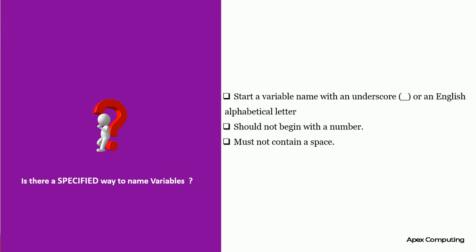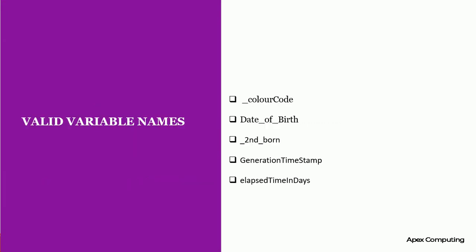So let's take a look at a few examples of variable names that are valid. We have underscore color code. We have an underscore date. We have date of birth. As you can see, the first one starts with an underscore, and then the rest can follow, right? And then the second one starts with an underscore, then the rest also follow. So basically, these are examples of valid variable names.